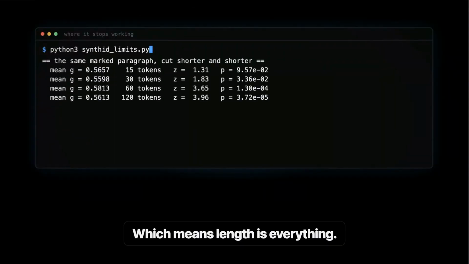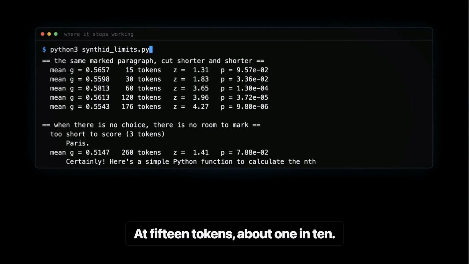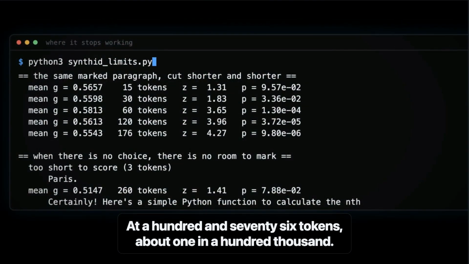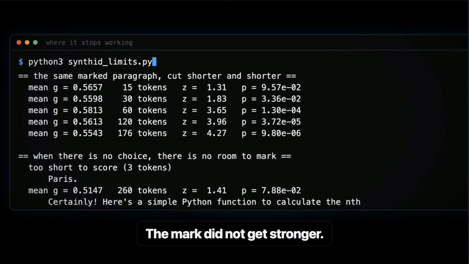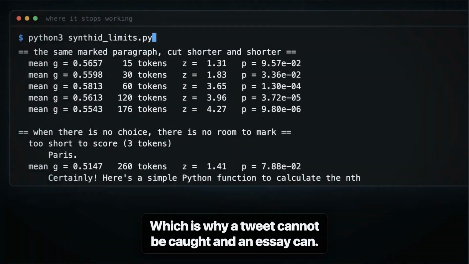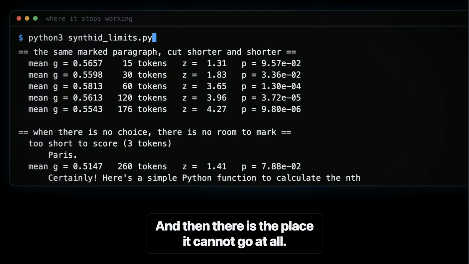Which means length is everything. Same marked paragraph cut shorter and shorter. At 15 tokens, about 1 in 10, that is not evidence of anything. At 176 tokens, about 1 in 100,000. The mark did not get stronger, there was just more of it to count. Which is why a tweet cannot be caught, an essay can. And then there is a place it cannot go at all.